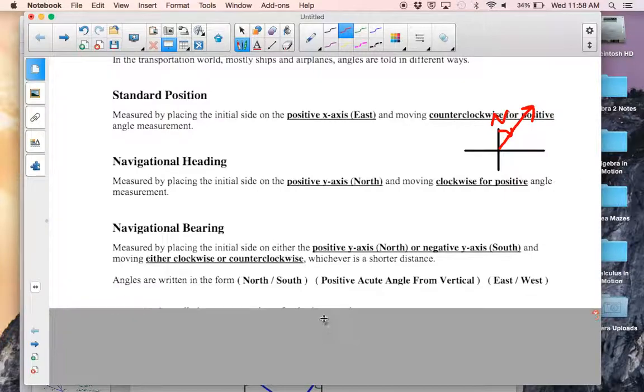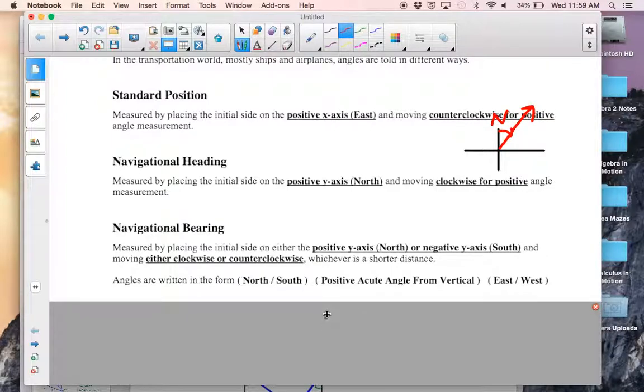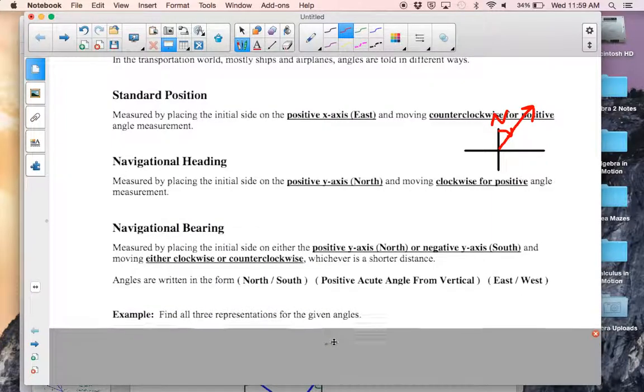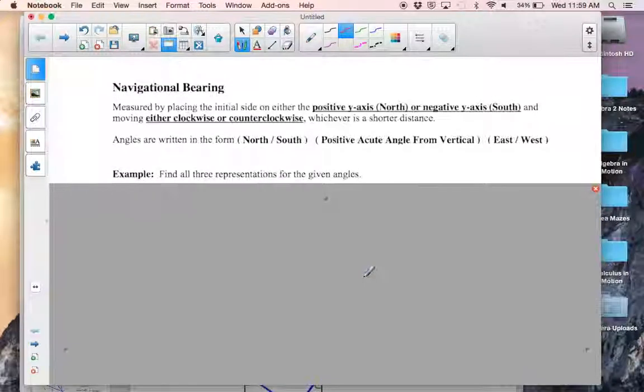Now, navigational bearing. If I give you a direction in bearing, it's measured by placing the initial side on either the positive y-axis, which is north, or the negative y-axis, which is south, and then moving either clockwise or counterclockwise, whichever is the shorter distance. So you're going to see your angle written as north-south or east-west, etc. So let's look at some examples so you can get a better idea of navigational bearing.